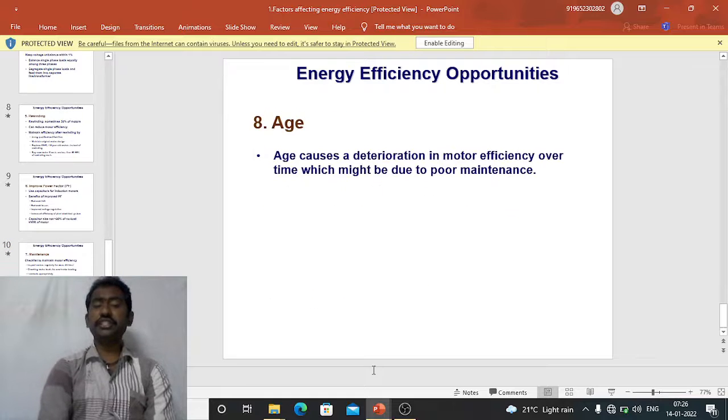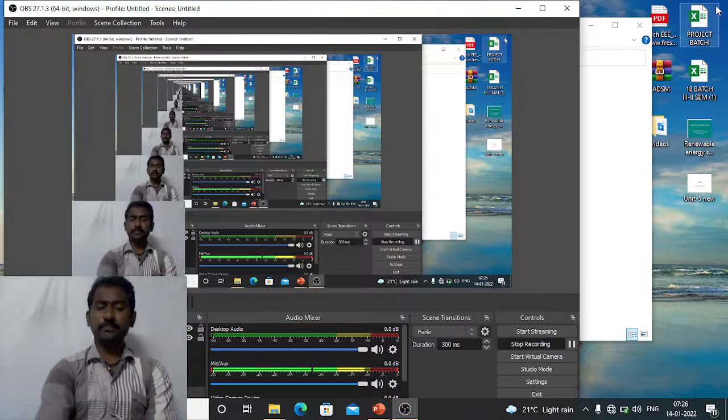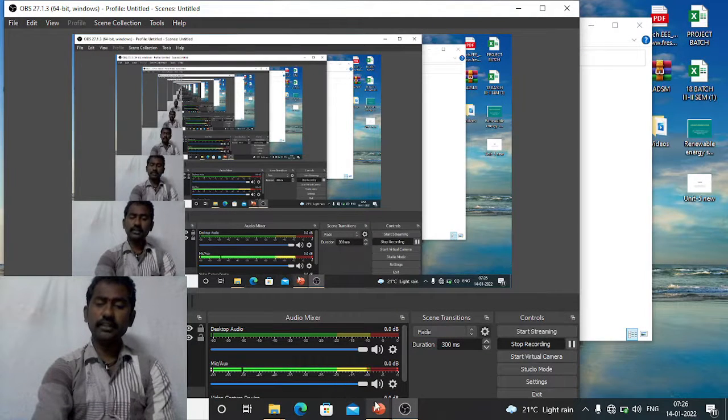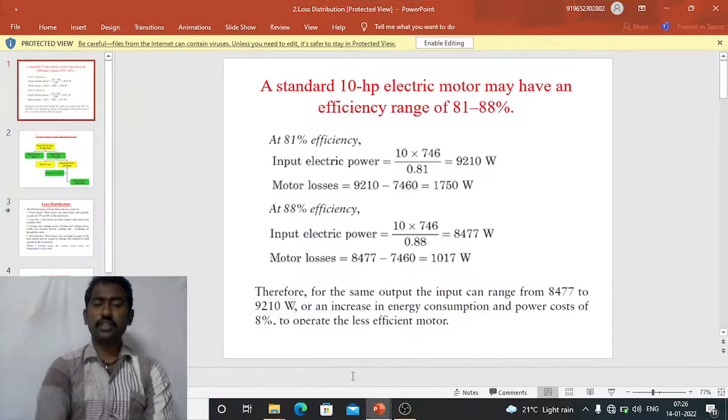Age is also one of the main factors influencing energy efficiency. Age causes deterioration in motor efficiency over time, which might be due to poor maintenance. So these are the various factors affecting the motor efficiency.